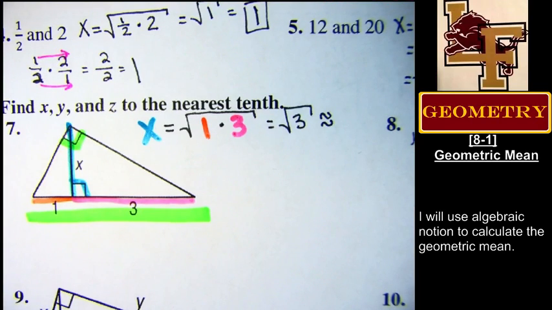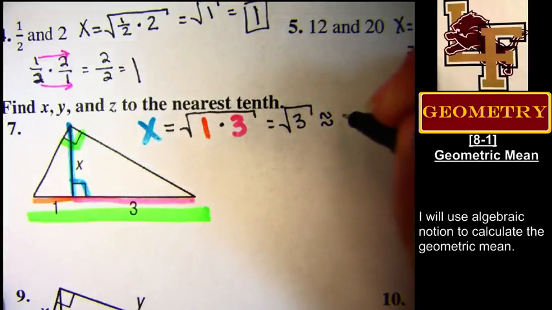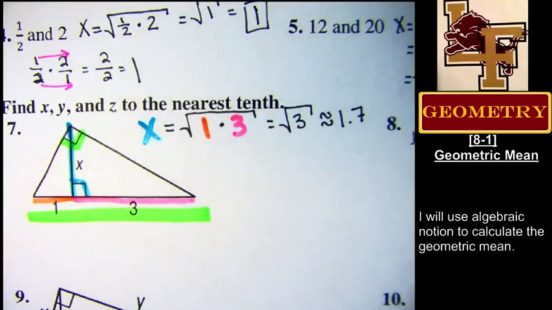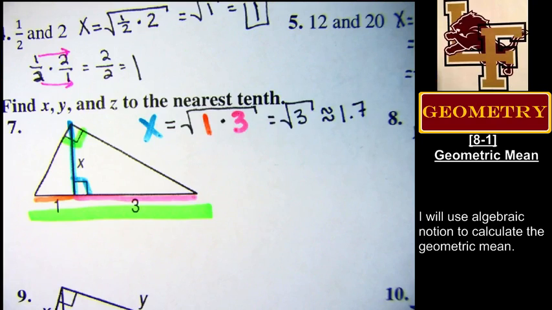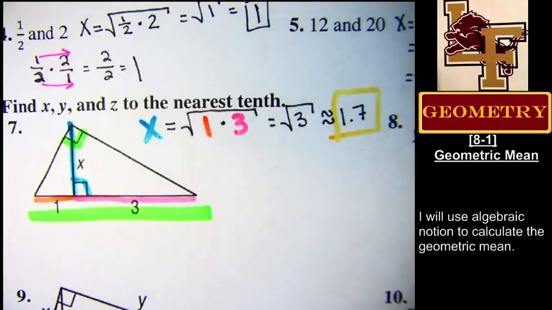Go for it. 1.5? Double check it. Do square root 3. 1.7. That's it. We're done. That's the answer.